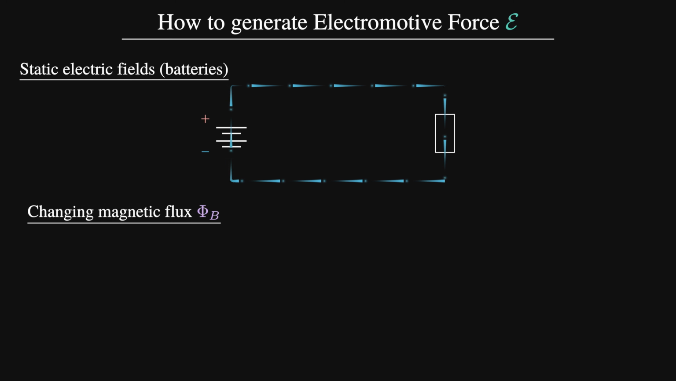The second way to generate EMF is a bit more subtle. We need a changing magnetic flux. This is captured by Faraday's Law, which tells us that the EMF around a closed loop is equal to minus the rate of change of magnetic flux through that loop.